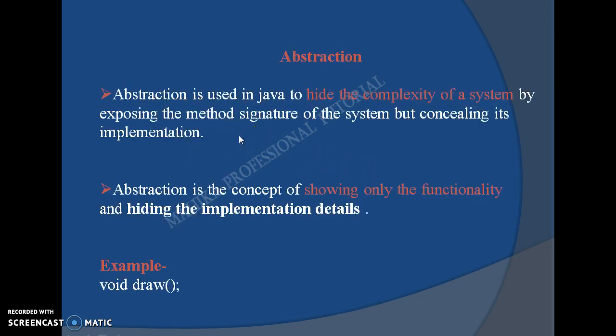So abstraction is that OOPS feature which can be used to hide the complexity of a system by exposing the method signature only. Or we can say that abstraction is the concept of showing only the functionality and hiding the implementation details. That is, here we specify only what is to be done by giving the signature of the method, but we do not give how it is to be done. That is, we do not provide the implementation or definition of the methods.